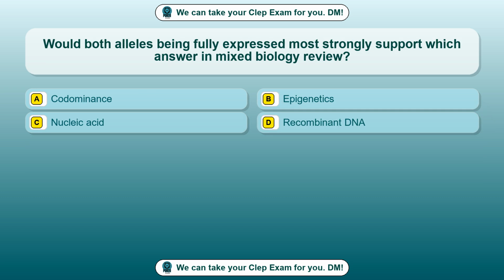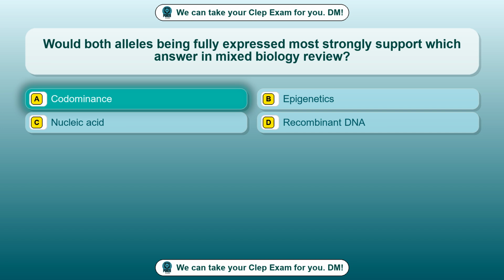Question 22. Would both alleles being fully expressed most strongly support which answer in mixed biology review? Option A, codominance. Option B, epigenetics. Option C, nucleic acid. Option D, recombinant DNA. The correct answer is option A, codominance.